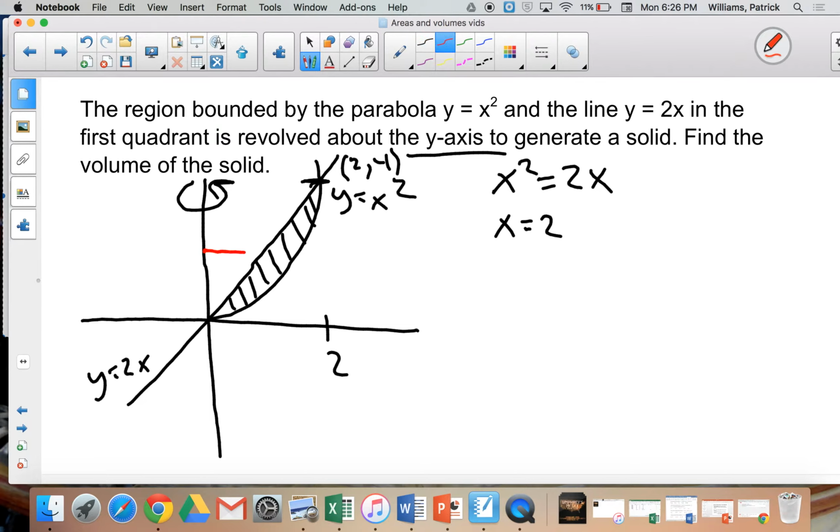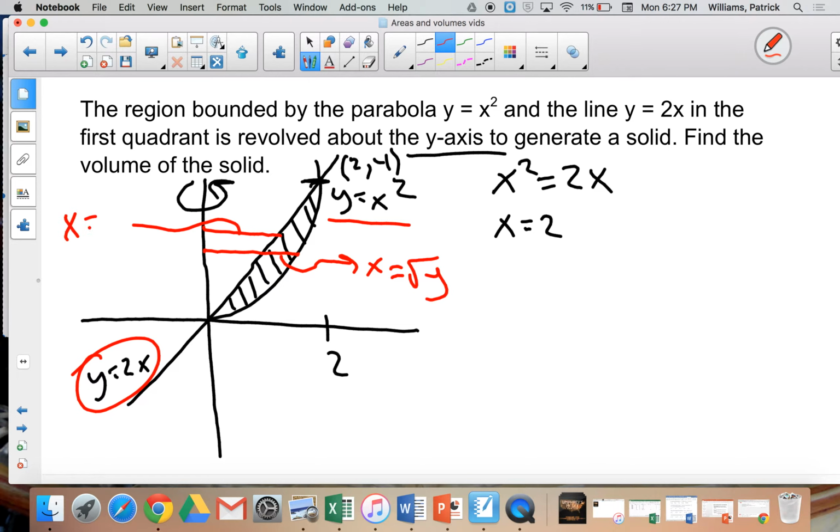So in this case, the outer radius is going to be given by that red line. Well, we got to find that. We have y as a function of x, we need x as a function of y. So if we flip-flop that one, we get x is square root of y, so that's what that outer radius is going to be. Now the inner radius, again, we want to flip-flop this function, so x is a function of y, and that gives us x is y over 2.